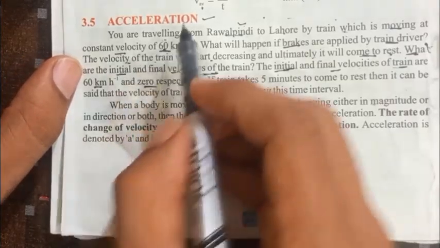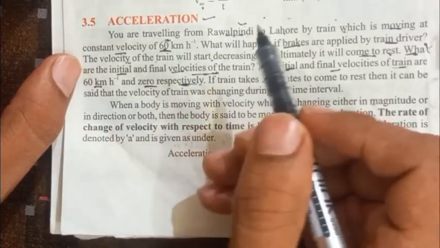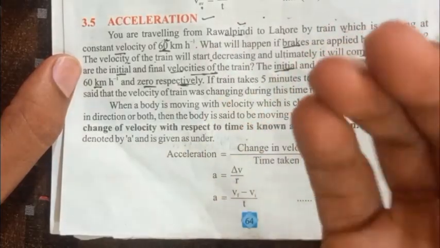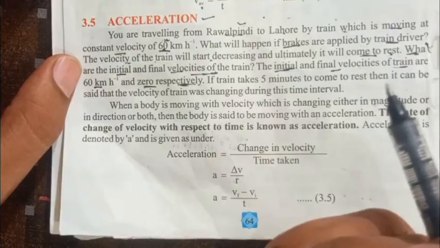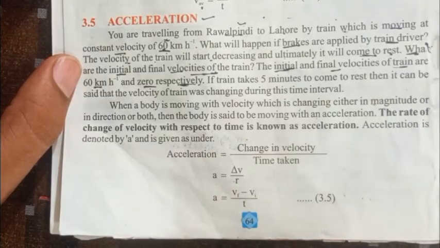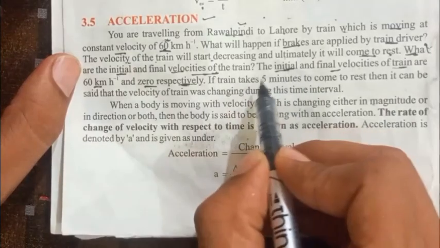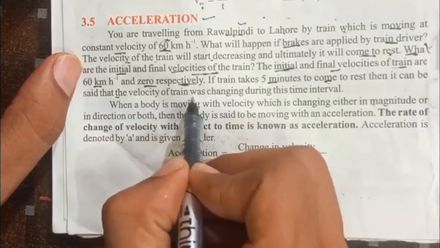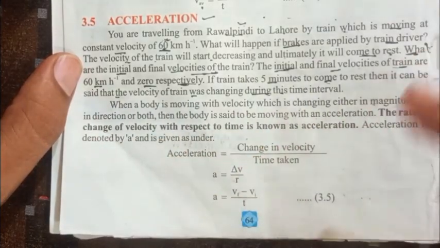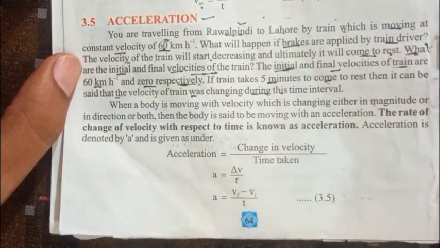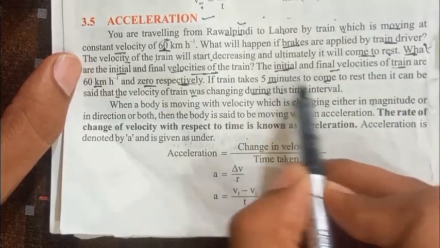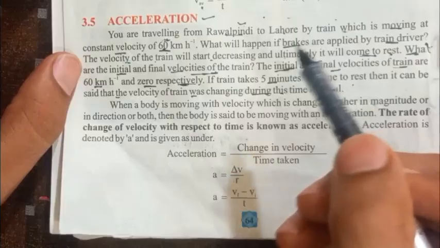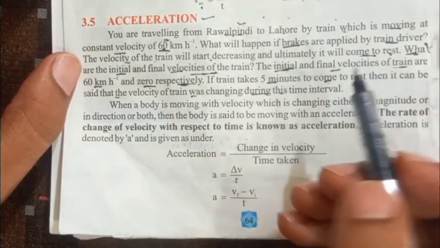Okay, I already told you, if the initial velocity is 60 km per hour, then with the passage of time, an interval of time, it will start decreasing. At first it is 60, then it will become 40, then 20, then 10, then it will become 0. So the final velocity will be 0. If the train takes 5 minutes to come to rest, then it can be said that the velocity of the train was changing during this time interval. Means if before it was 60 km, then it will be 40, 20. With the passage of time it will keep decreasing. Okay.